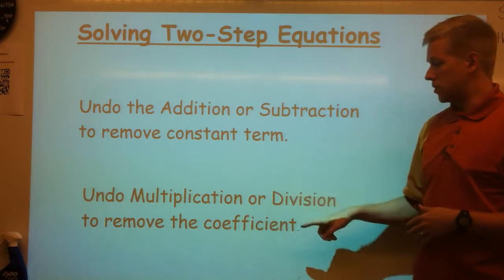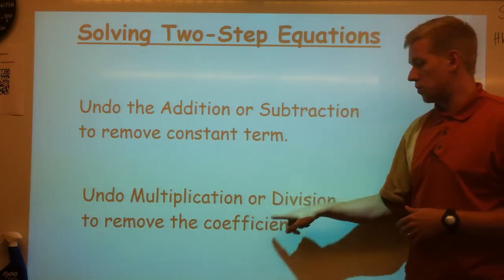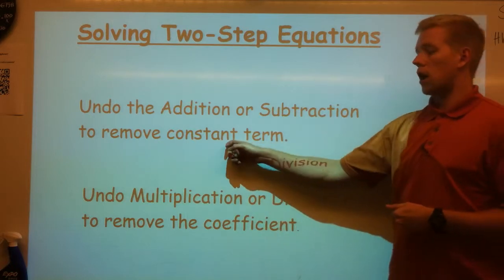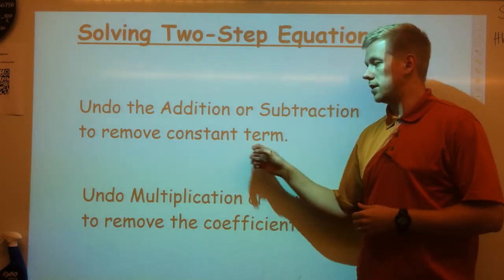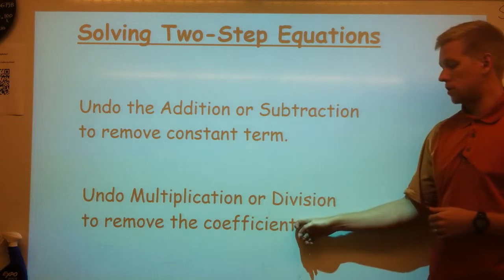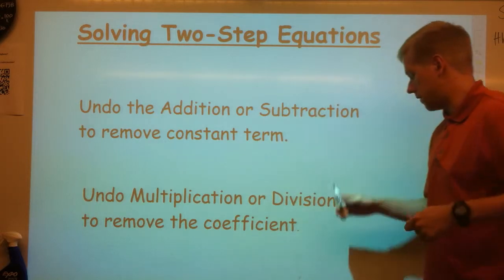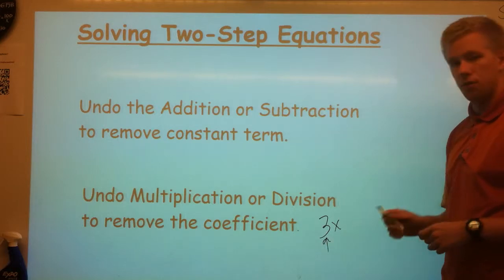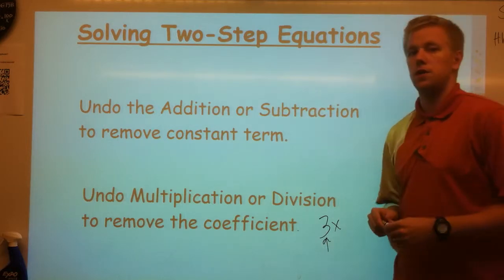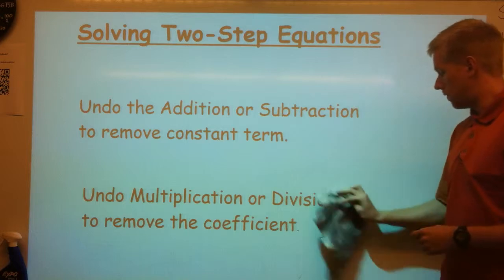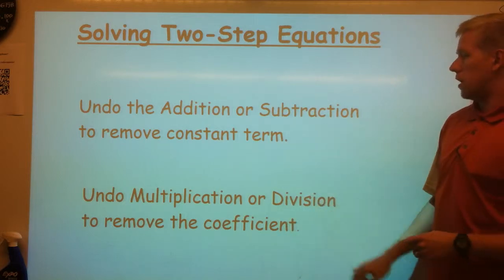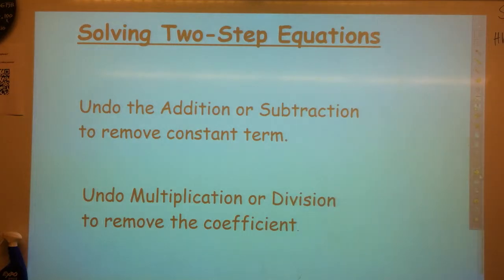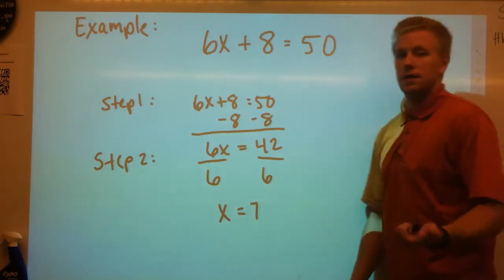And then the next step is to undo multiplication or division to remove the coefficient. Hopefully you know what the word coefficient means. Hopefully you know what the word constant means. The coefficient is always the thing in front of the variable. So if I have 3x, my coefficient is that 3. So we're going to do multiplication or division to remove that coefficient when we add or subtract to remove the constant term. So first example, and please make sure you're writing this down, okay?